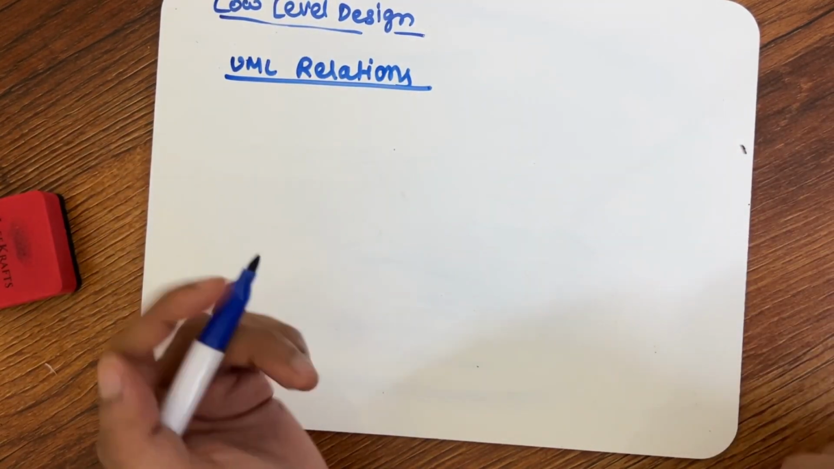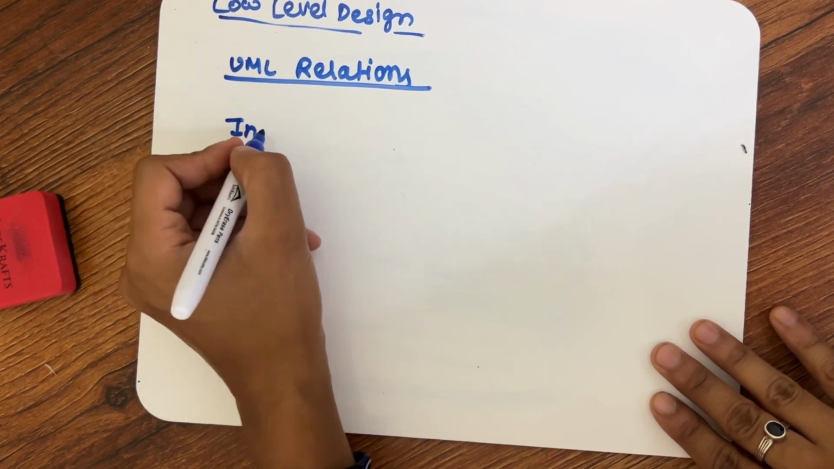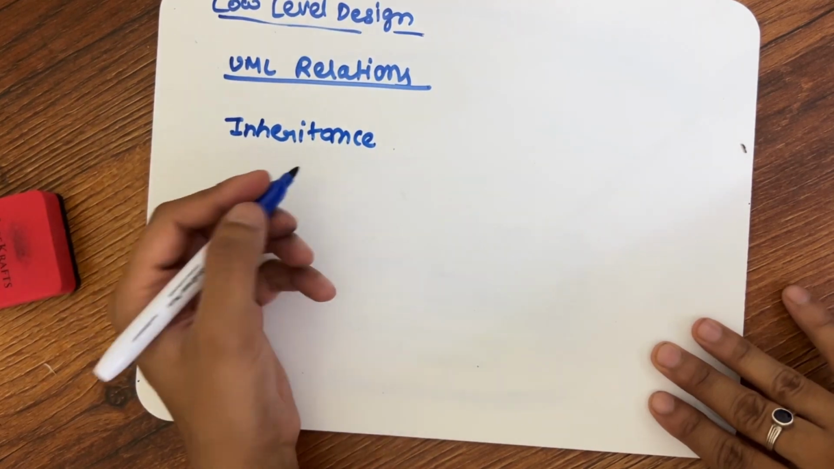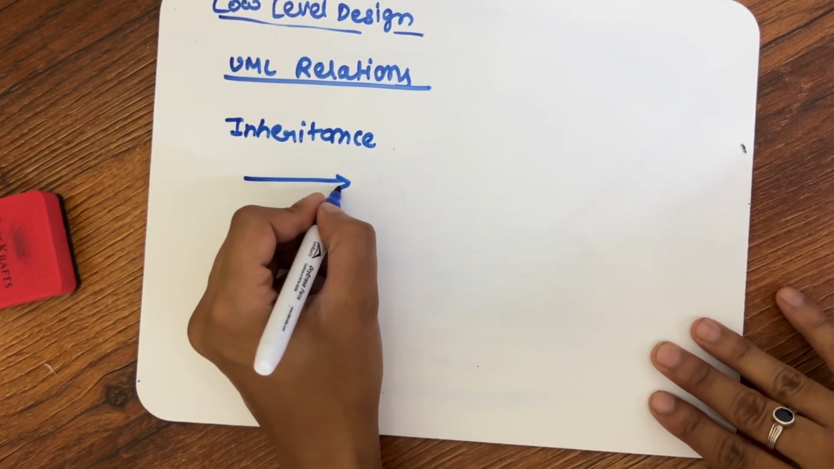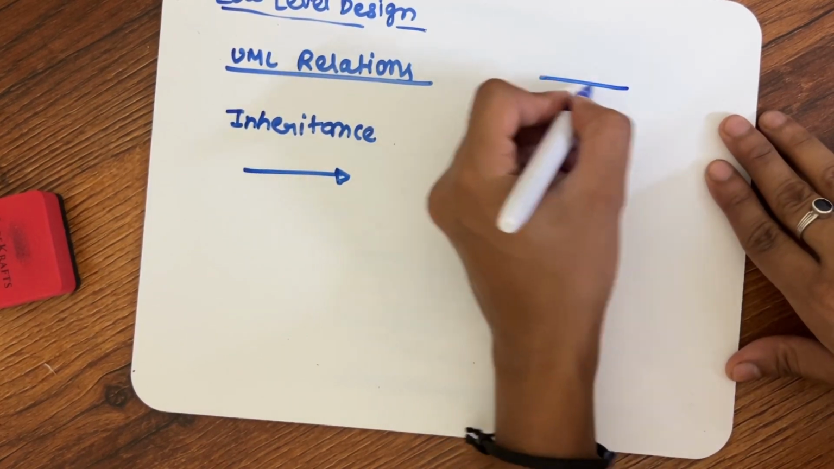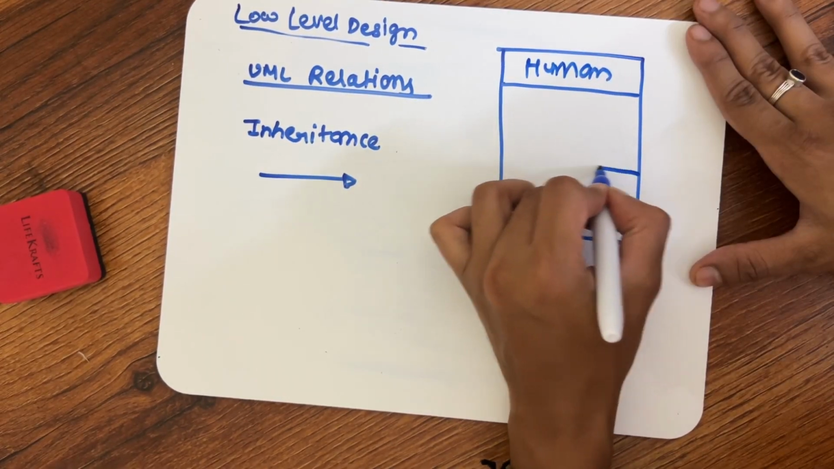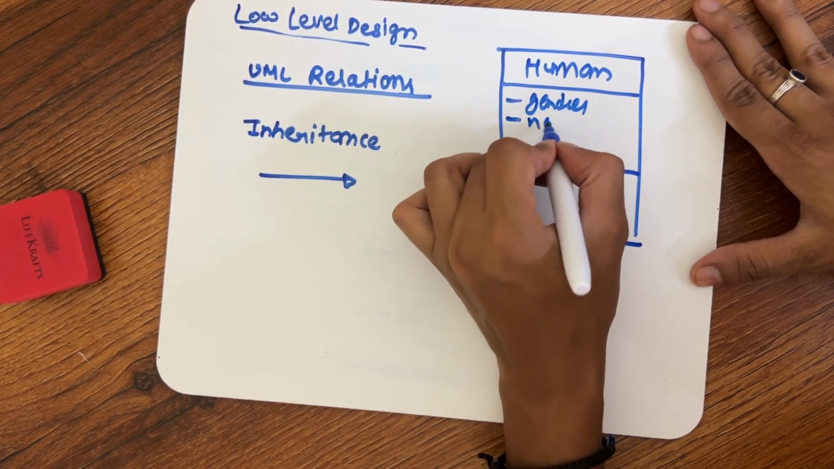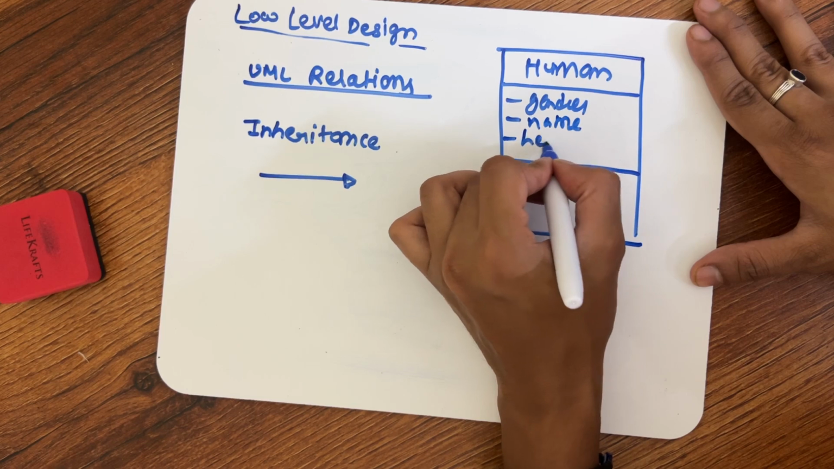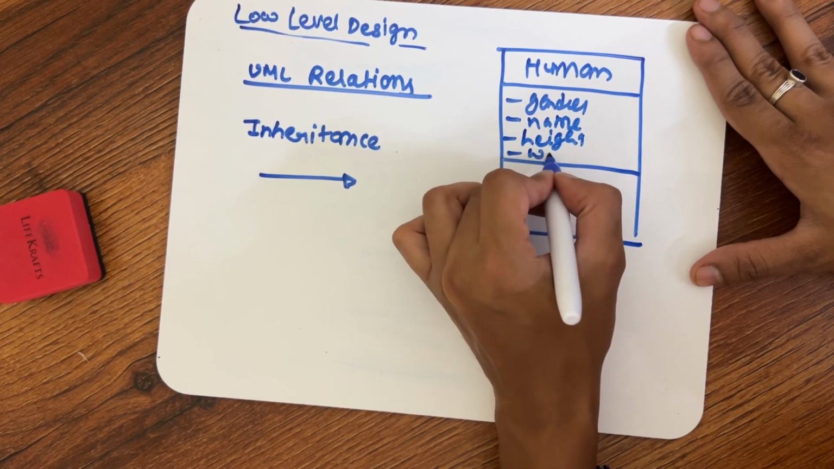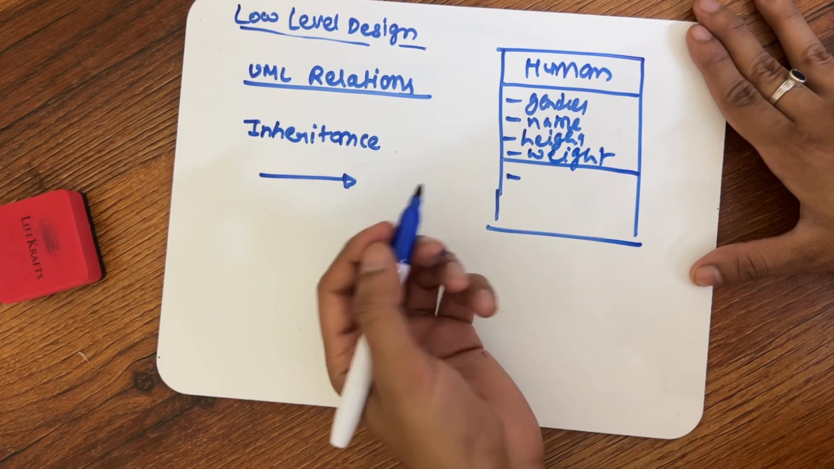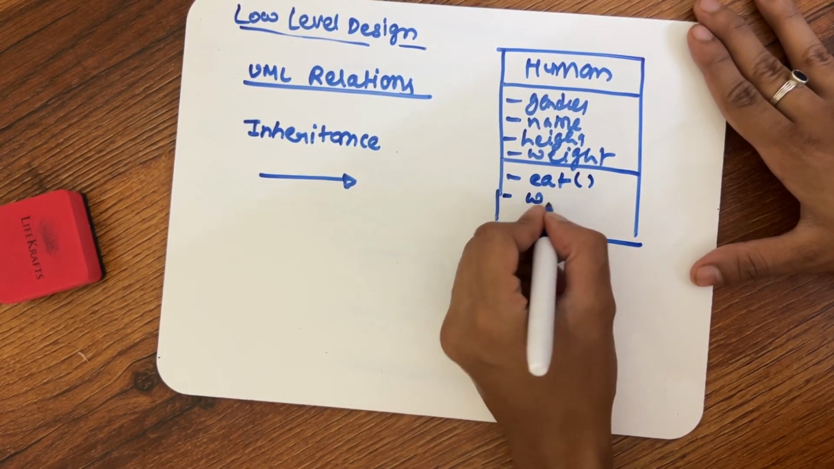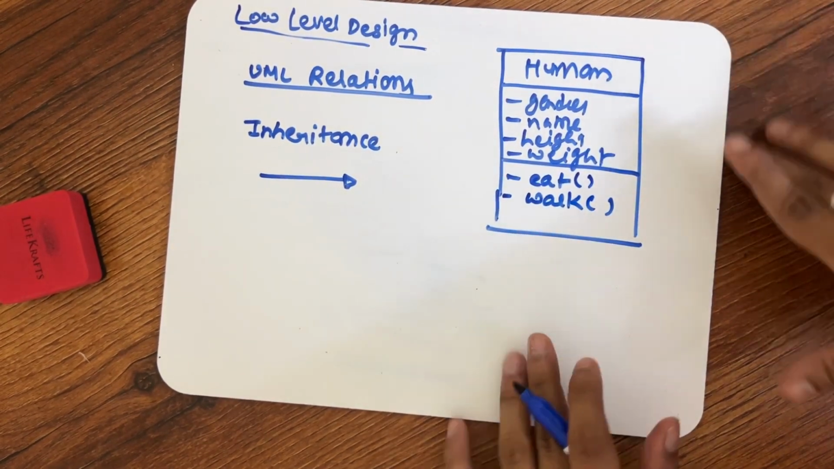So the first relation I would like to talk about is inheritance. If you are aware of OOPs, you must know what inheritance is. Suppose there is a class human, with gender, name, height, weight as properties, and methods. I am defining eat and walk. These are the methods I am defining.